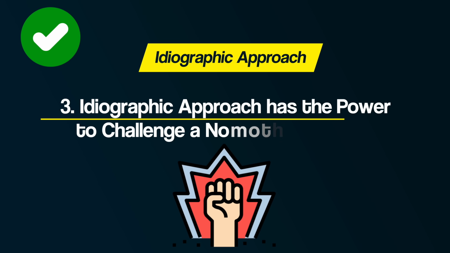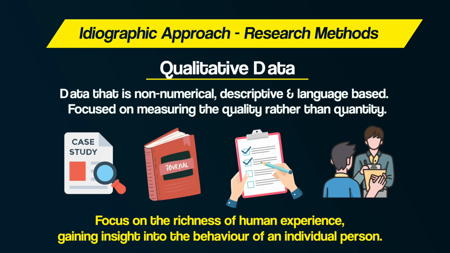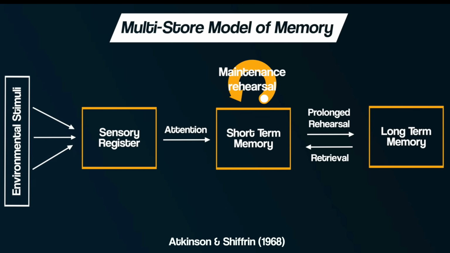And number 3, an idiographic approach has the power to challenge a nomothetic theory. This is because unique cases can serve to challenge general laws of behaviour. The multi-store model proposed a model of memory that contained 3 stores: a sensory register, a short-term store, and a long-term store. They stated that each store was unitary, a single store.